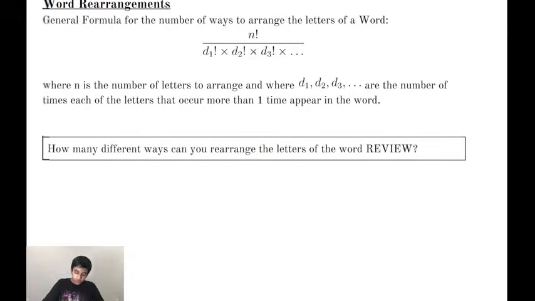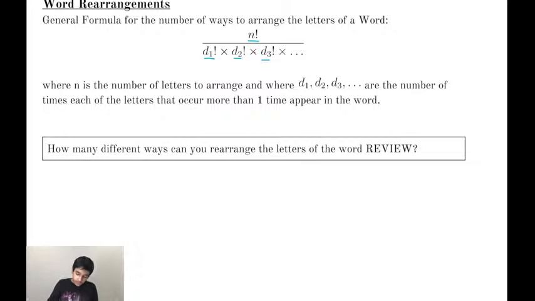And a quick review of word rearrangements. The number of ways to rearrange the letters in a word is just n factorial over d1 factorial, d2 factorial, d3 factorial, and so on, where d1, d2, d3 are the number of duplicates, so the number of times each of the letters that appear more than once come.